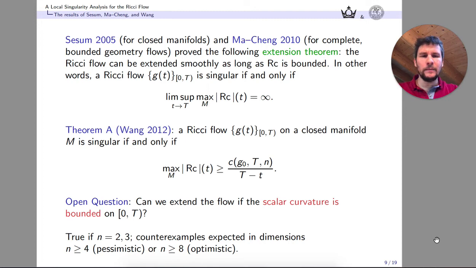But it is expected that in higher dimensions one can find counterexamples to that. And some people say the first counterexamples might already arise in dimension 4, so that's the more pessimistic view. And some people believe that counterexamples might only appear in dimension 8 and higher. That's the more optimistic view. But basically everybody expects counterexamples, although so far no explicit counterexamples have been constructed.